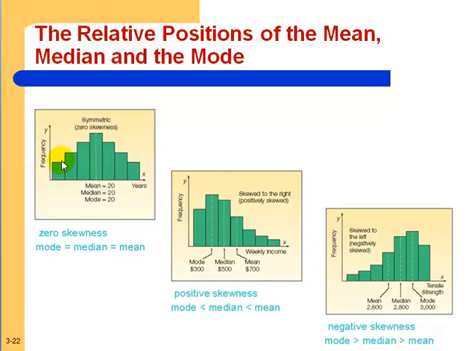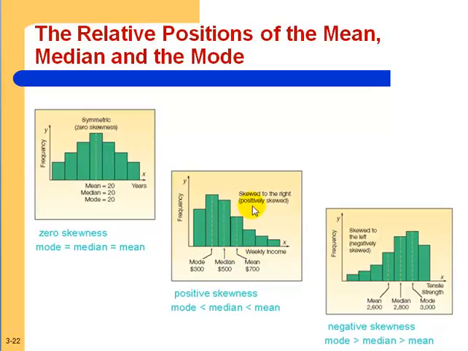For the first graph, we call it symmetric. For a symmetric graph, there is zero skewness. For this kind of graph, the mean, median, and mode are exactly the same. So there is no skewness for this kind of distribution. For the second graph, the median is in the middle, the mode is smallest, and the mean is largest.